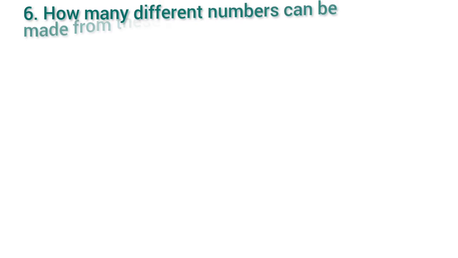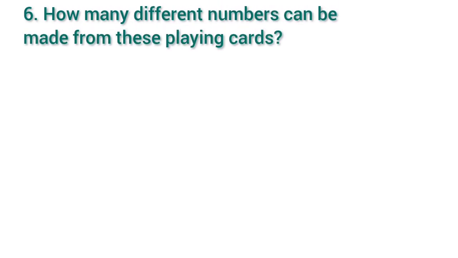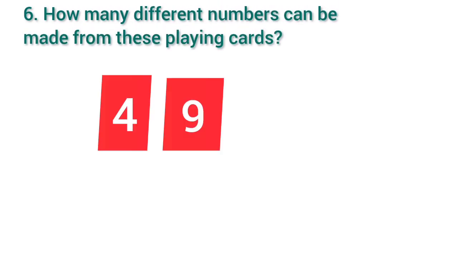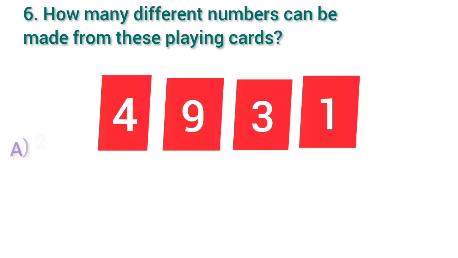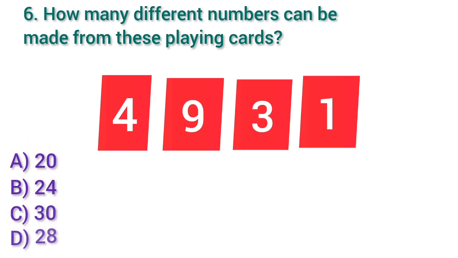How many different numbers can be made from these 4 playing cards? 4, 9, 3, 1. Options are 20, 24, 30, 28.